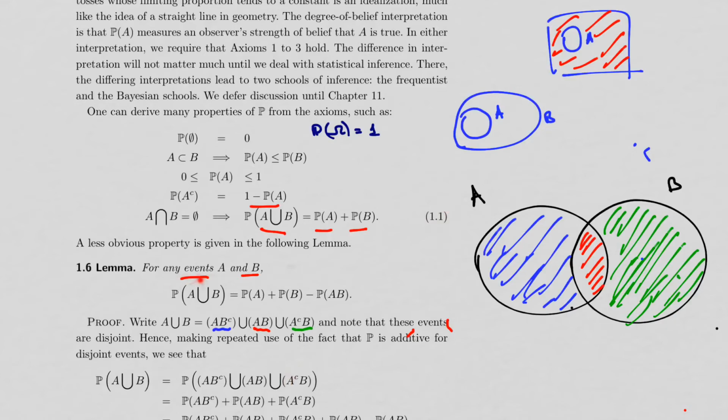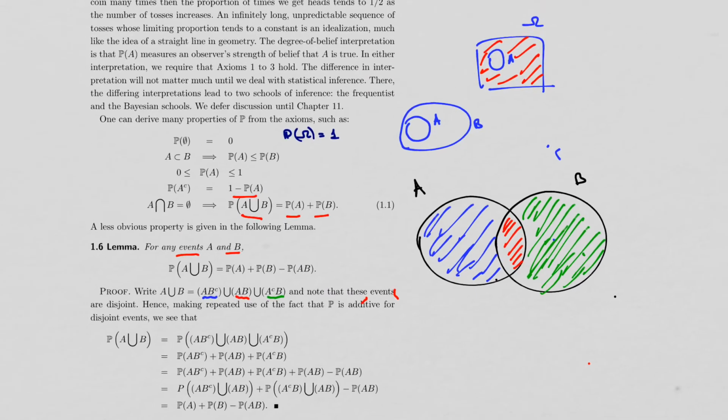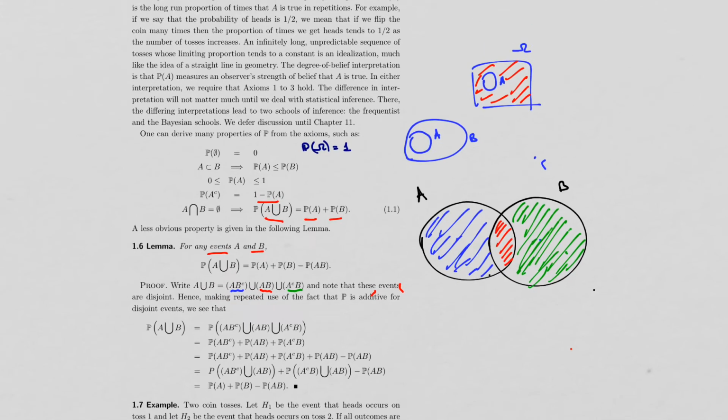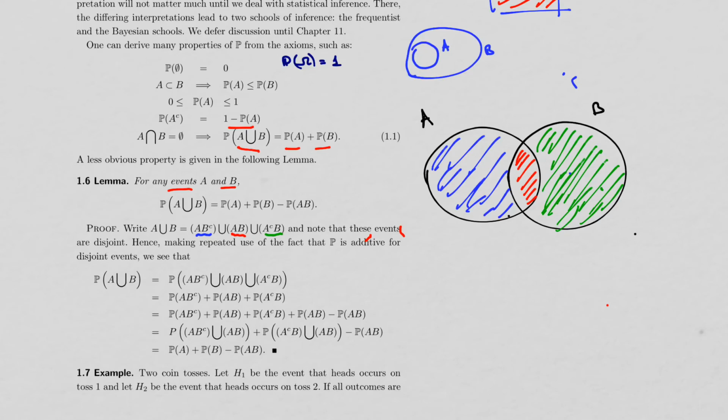Now for any events A and B, we can write this as union of three disjoint sets here in the blue, red, and the green. So I wrote here. Now that tells us probability of A union B can be written as probability of A plus probability of B minus probability of A intersection B.